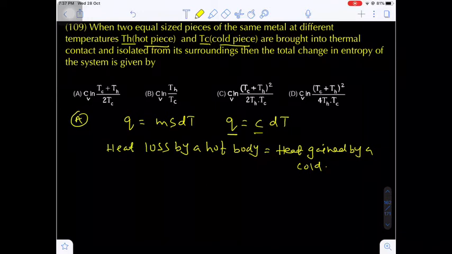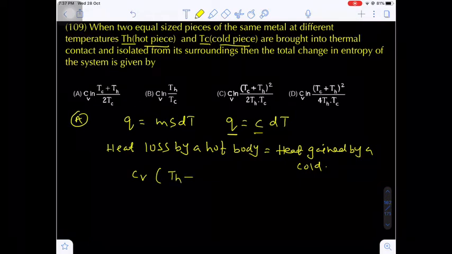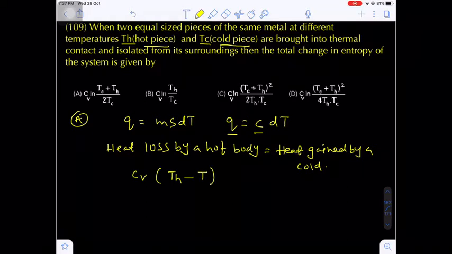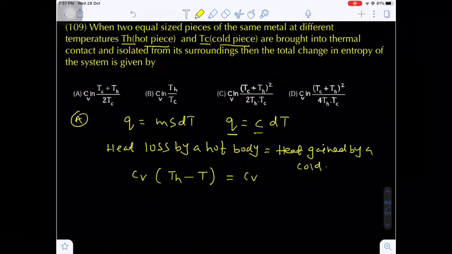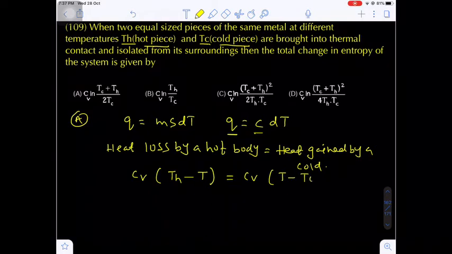Now at constant volume, so Cv will be the heat capacity. What will be the initial temperature of the hot body? Th, and for the final temperature, I am taking T. The initial temperature here is Th, multiplied by Cv, because it is the same substance, so the molar heat capacity remains the same. Are you getting my point? Now T minus the initial temperature, here I am taking Tc. Are you getting my point?